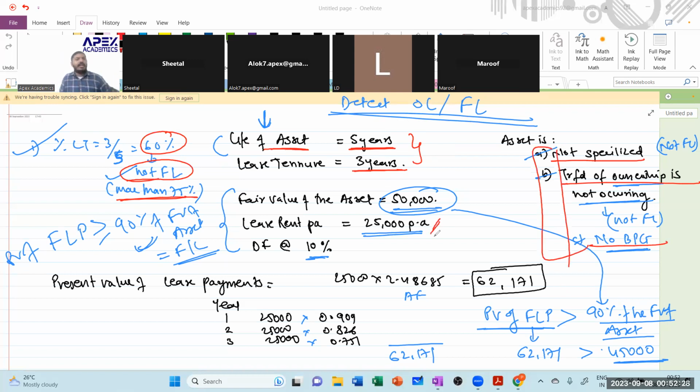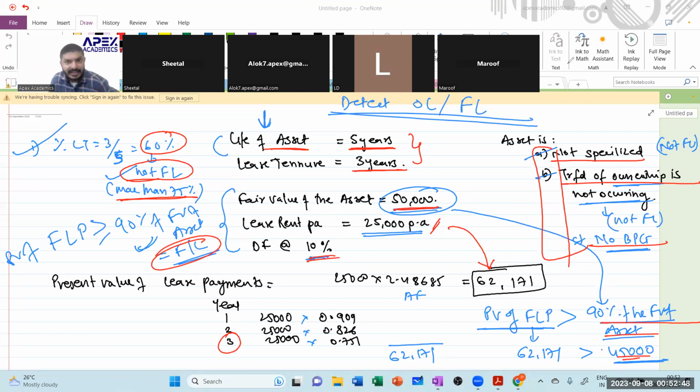But the lease rental is 25,000 per annum for a period of 3 years. The fair value is 50,000. The discount rate is 10%. The present value of the lease payments is 62,171. It exceeds 90% of the fair value of the asset. So because of this, it satisfies the finance lease condition. So it is a finance lease.